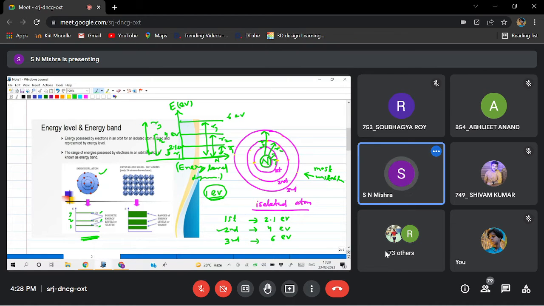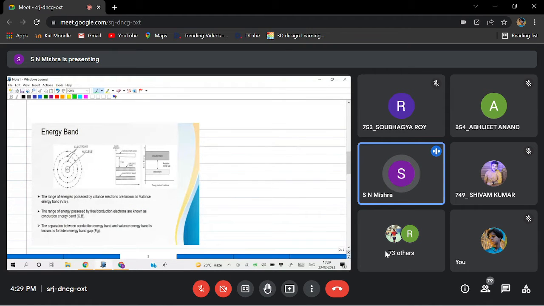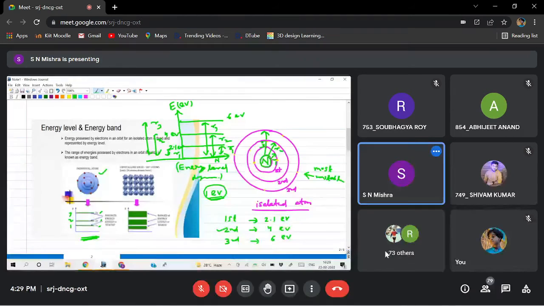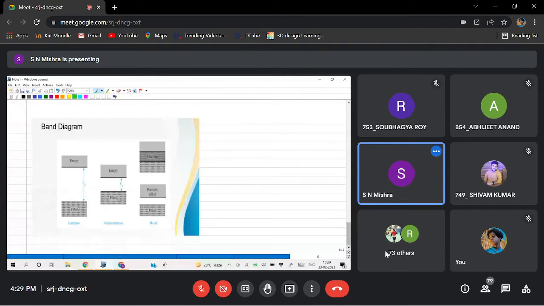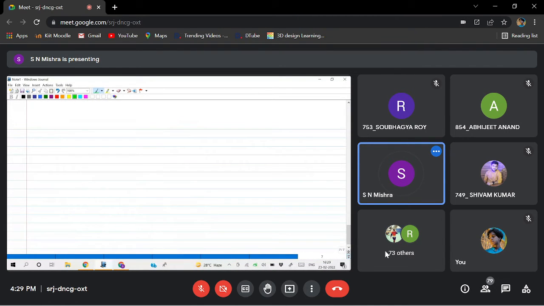That's why I have explained energy level. Then we'll see how this energy level is different from energy band. Then we'll proceed to different types of semiconductors. So energy band means, compared to this isolated atom, let me take here.